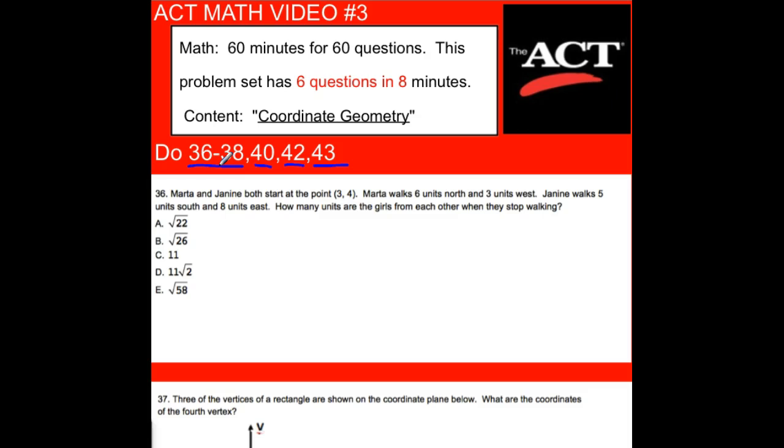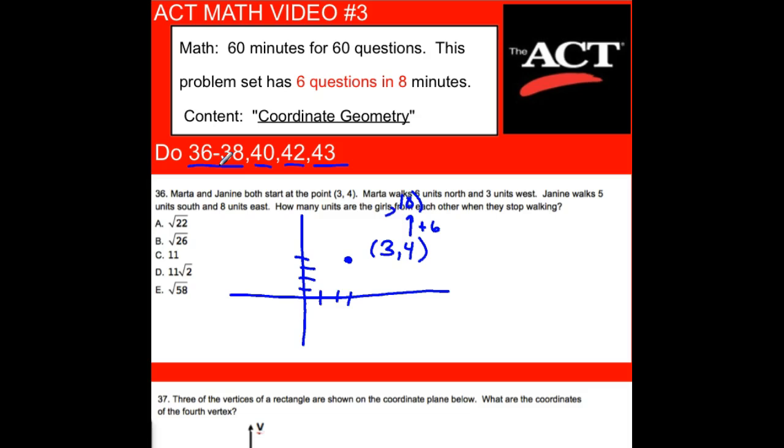Number 36. We have 2 people both starting at the point 3, 4. Sometimes you want to draw a sketch. Make it quick though. One of them walks 6 units north. So here we have Marta at 3, 4. She's going to go 6 units north, which is up. She's going to go up 6, landing at 10.